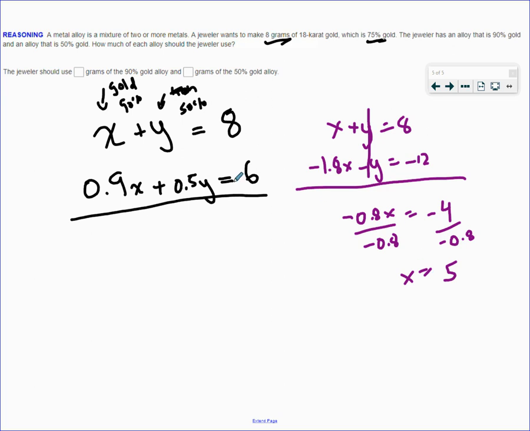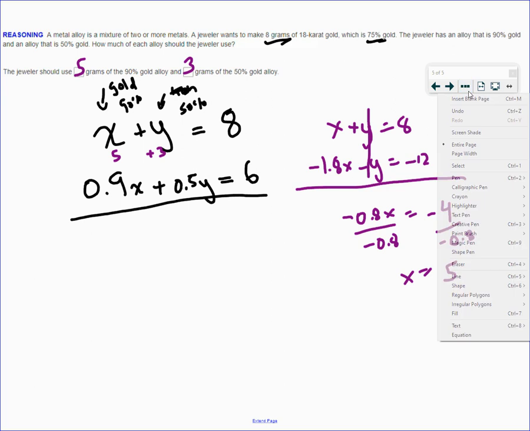That means of the 90% gold, we want 5 grams of that. And if it's 5 grams of this, we would need 3 grams of this one, so 5 plus 3 is 8. So the answer is the jeweler should use 5 grams of 90% and 3 grams of 50% to get you the 75% we're looking for.